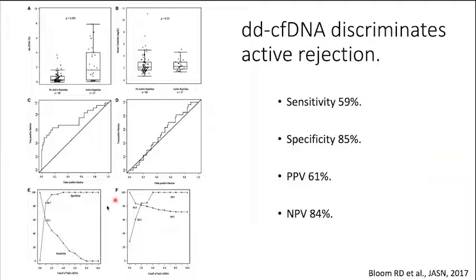This graph here shows the sensitivity and specificity of 59 and 85% respectively, and the graph over here shows a positive predictive value and a negative predictive value of 61 and 84% respectively for cell-free DNA to discriminate the active rejection from no active rejection.